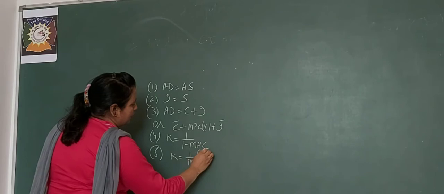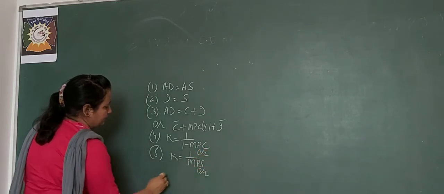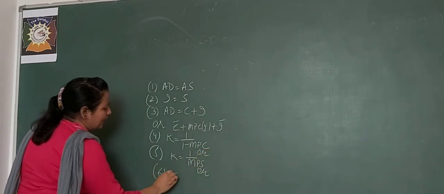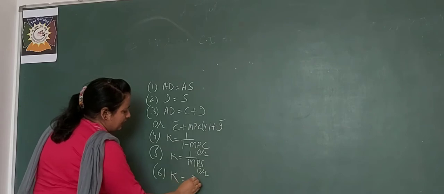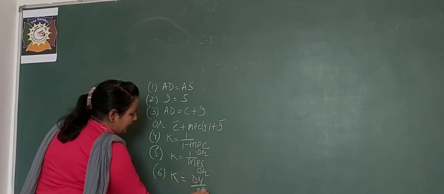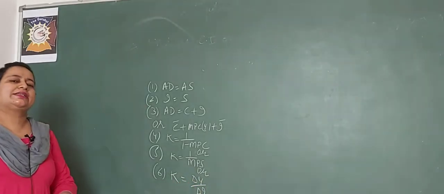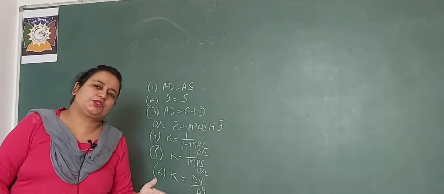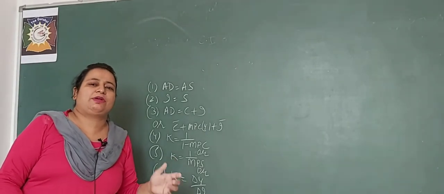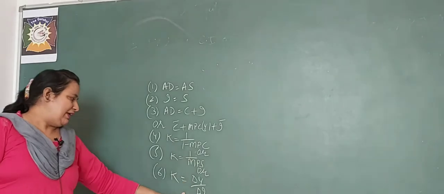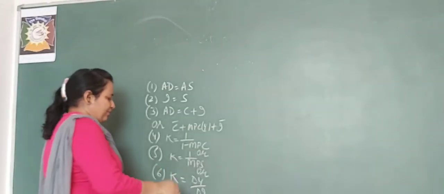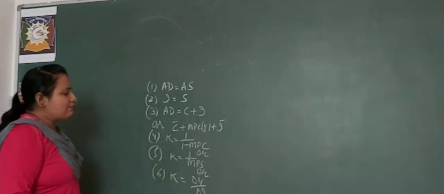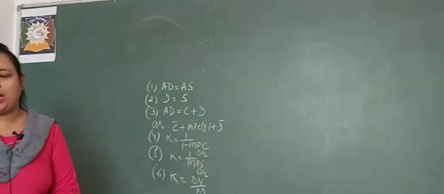This is OR and OR. Next, depends upon the content what you have to given. Delta Y upon delta I. This multiplier is known as investment multiplier because it is based on investment. क्योंकि किस पर based होता है? Investment पर based होता है. Okay बेटा? By these formulas you will solve the question.